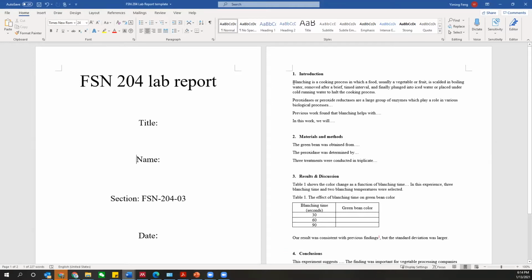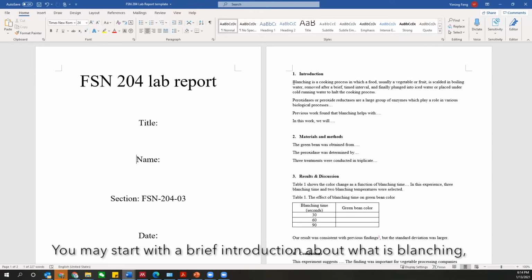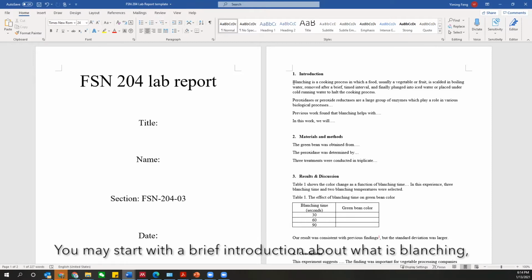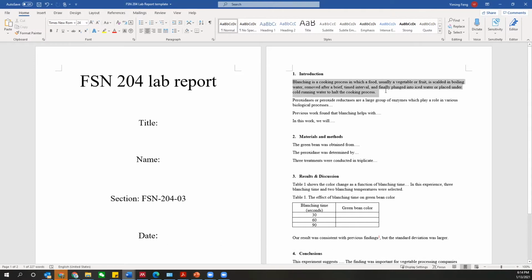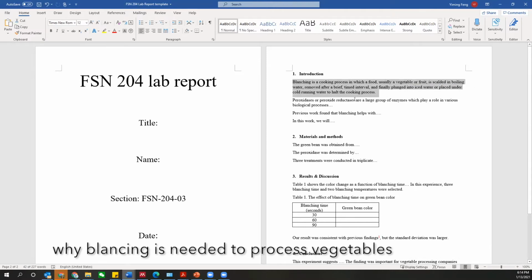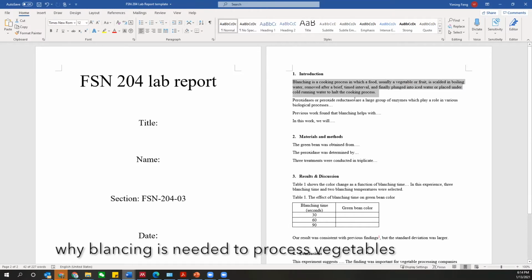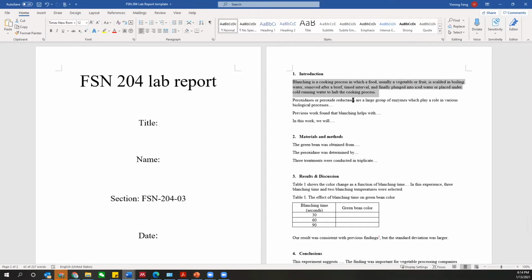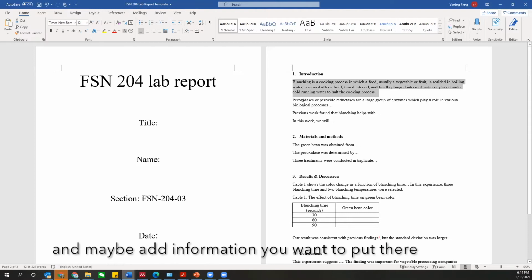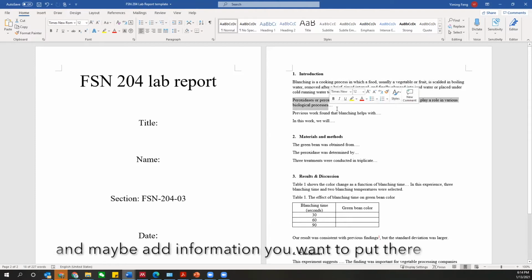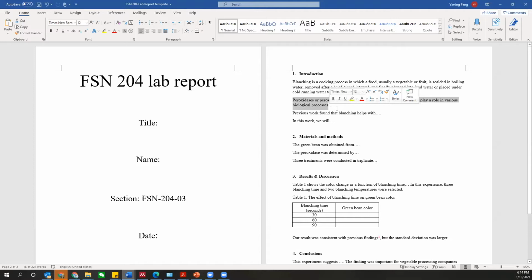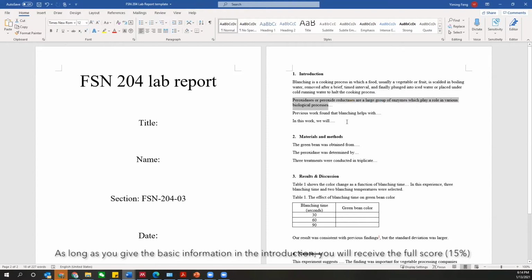So you may start with a brief introduction about what blanching is, why blanching is needed to process vegetables, and maybe other information you want to put there. As long as you give the basic information in the introduction, you will receive the full score.